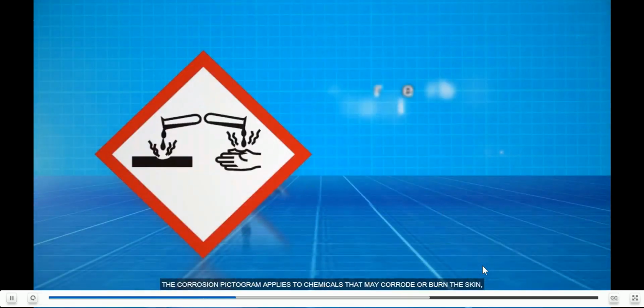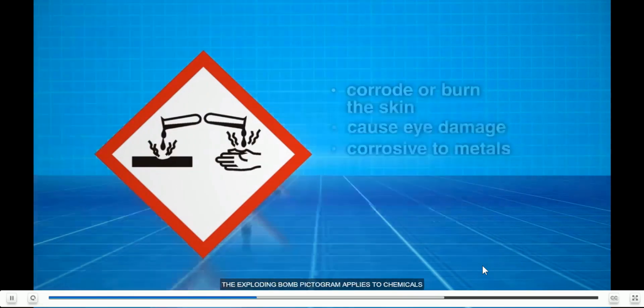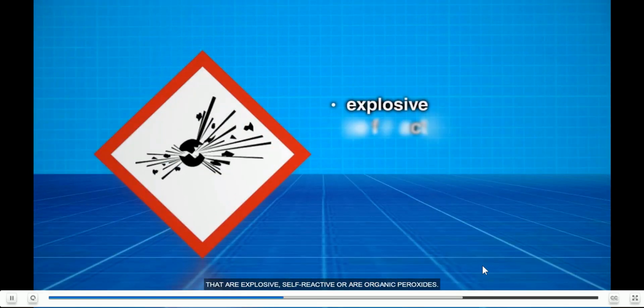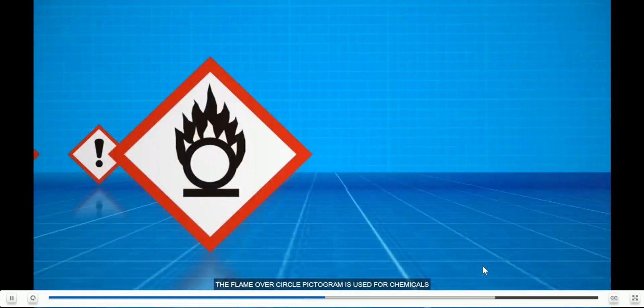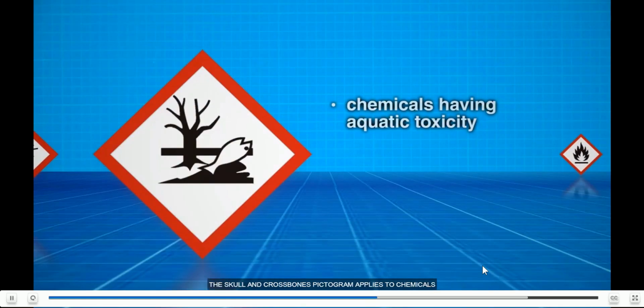The corrosion pictogram applies to chemicals that may corrode or burn the skin, cause eye damage, or are corrosive to metals. The exploding bomb pictogram applies to chemicals that are explosive, self-reactive, or are organic peroxides. The flame over circle pictogram is used for chemicals that are oxidizers. The environment pictogram, which is not mandatory, applies to chemicals having aquatic toxicity.